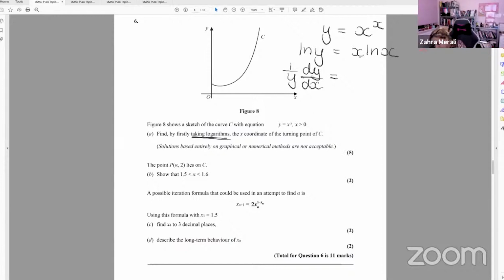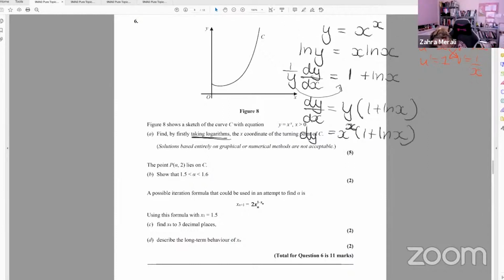And then for x ln x, we can use the product rule. So we're going to say u equals x, v equals ln x, u dash equals 1, v dash equals 1 over x, and we're going to just multiply the diagonals. So x times 1 over x is simply going to be 1 plus ln x. So then we end up with dy dx equals y times, because I multiply that up, 1 plus ln x. However, y, we know, is the same as x to the x. Next, 1 plus ln x.